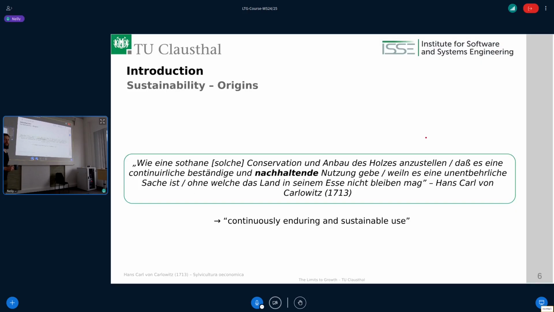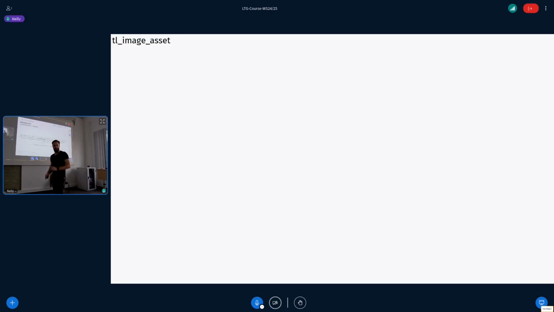So his focus being on this continuously enduring and sustainable use. So I want to use it as much as possible, but not beyond the point where the forest dies, because once it's gone, it's really difficult to grow it back. As you can see outdoors, just outside this window.